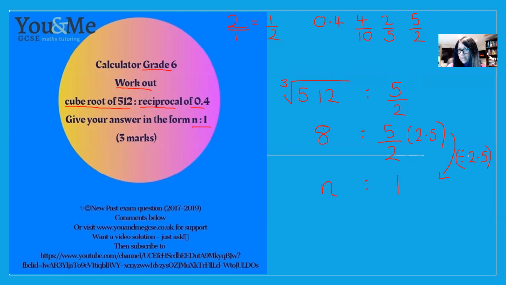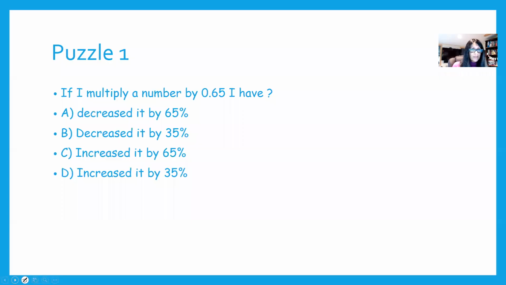Whatever I do to one side on ratio, I do to the other. So I'm going to divide by 2.5. And I can use my calculator. Yay. So 8 divided by 2.5 is 3.2. So the ratio is 3.2 to 1. So n is 3.2. There you go. Brilliant. Right, next one. These are my little quizzes.